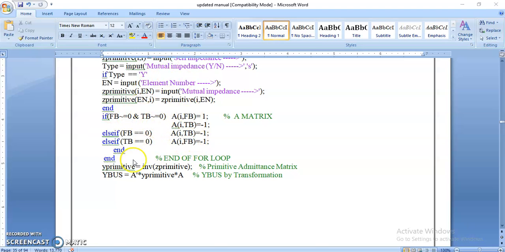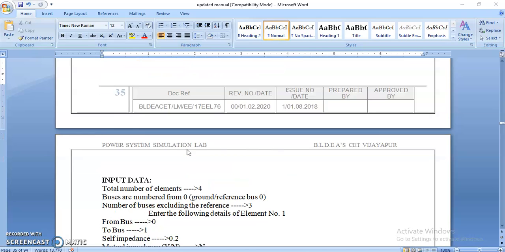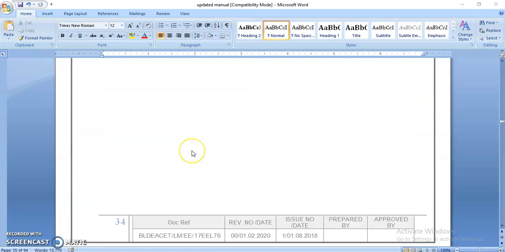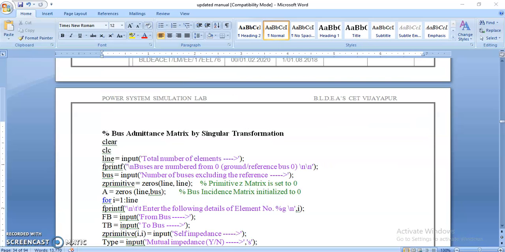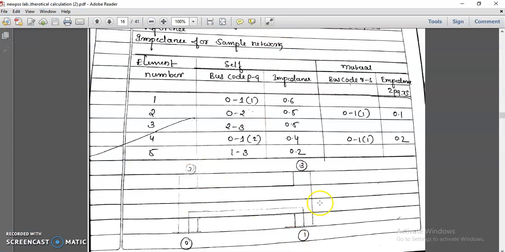Once you form A, Z and all, then the Z matrix we found previously, if you invert it, it will be Y. And therefore Y bus is A transpose of Y into A, the same thing I explained in the previous problem. Okay, now let us go to this second problem as they have given. Just see this second problem so that we will execute as per that. This is the second problem.